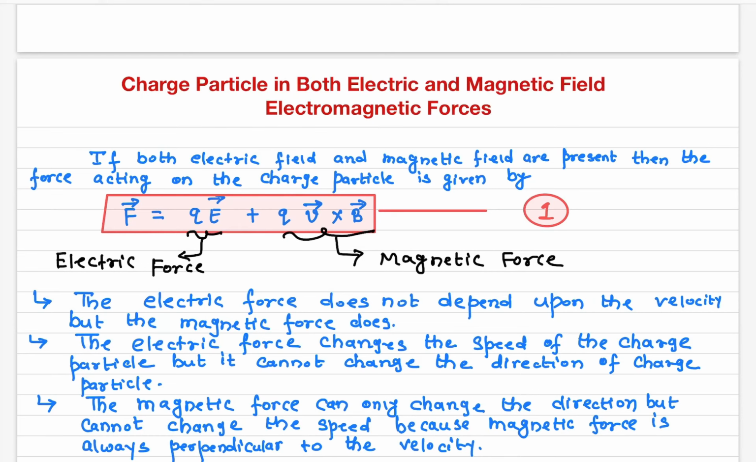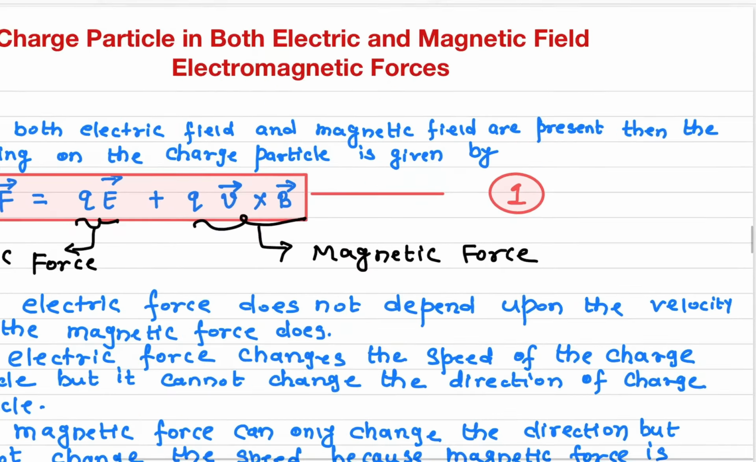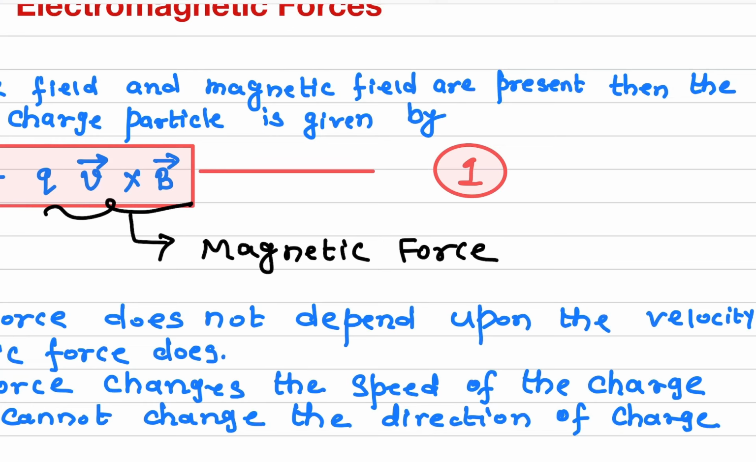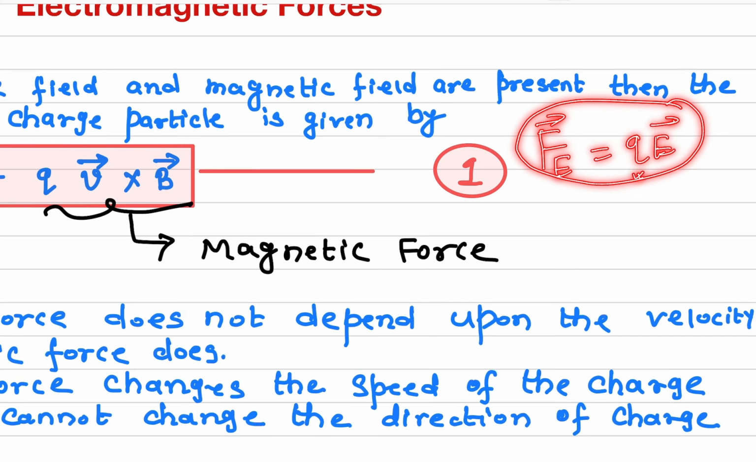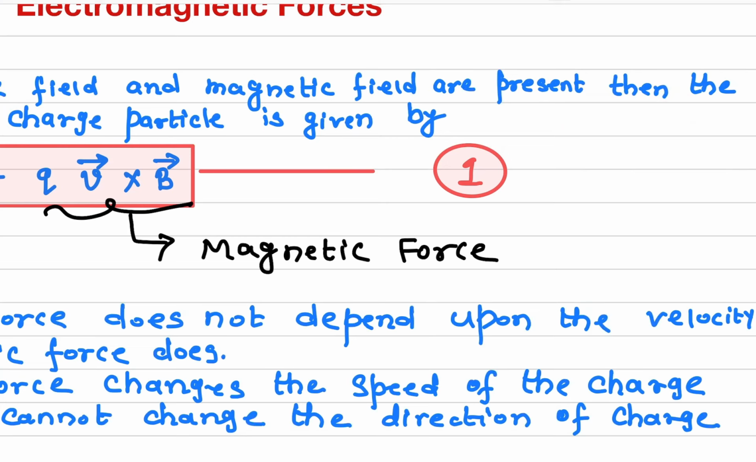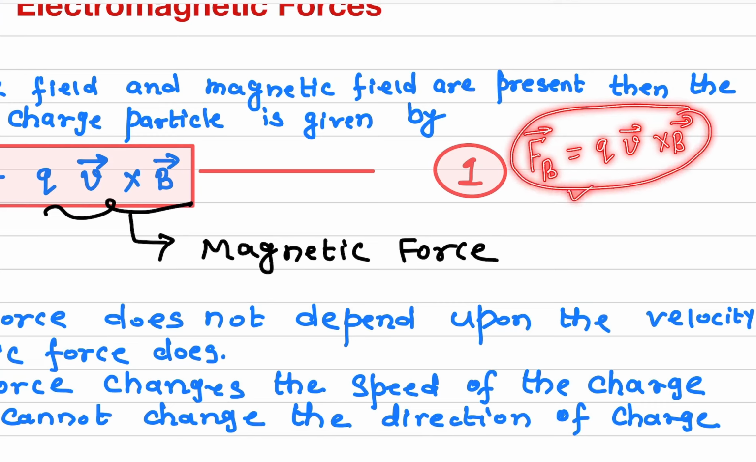So we know that the force acting on a charged particle in just an electric field is given by q E vector. So this is the force acting on a charged particle when it is in an electric field. If the charged particle is in a magnetic field, then the force acting on it due to the magnetic field is given by q v cross B vector.